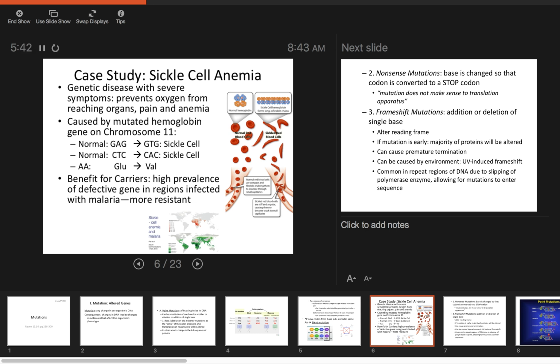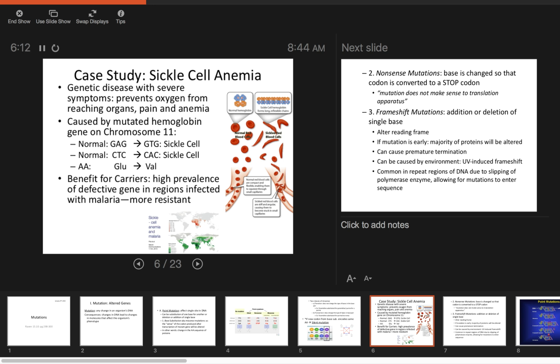Now, the parasite: if someone has sickle cell anemia, your red blood cells are sickle-shaped, and it kind of makes them rough and rigid. The parasite can't burrow into red blood cells. So to be a carrier for sickle cell anemia, which means some of your red blood cells have that, is actually advantageous because you're less likely to suffer the effects of malaria. It makes them more resistant to malaria.